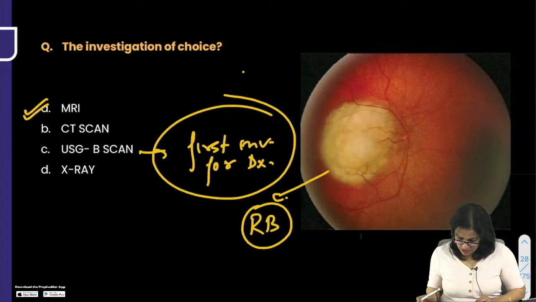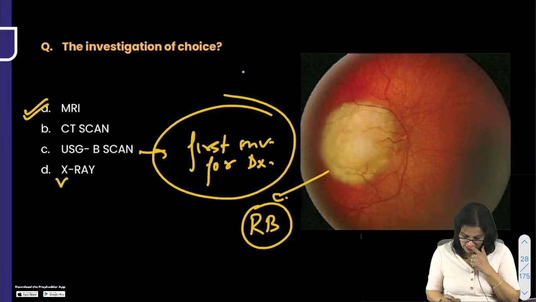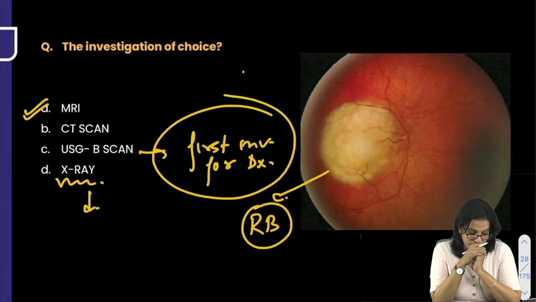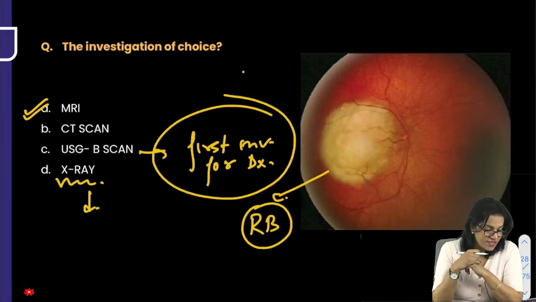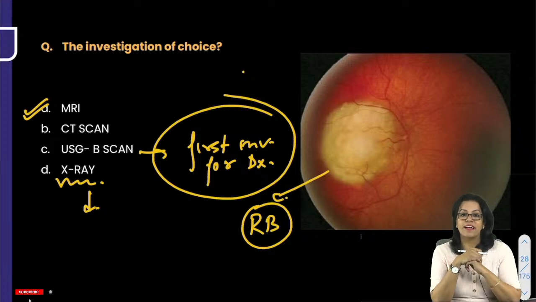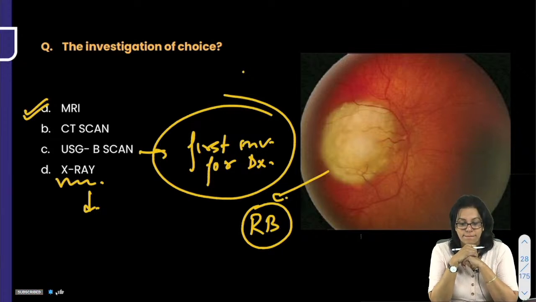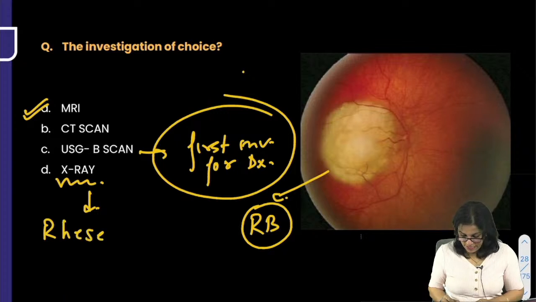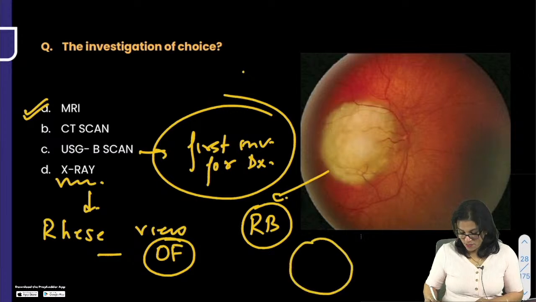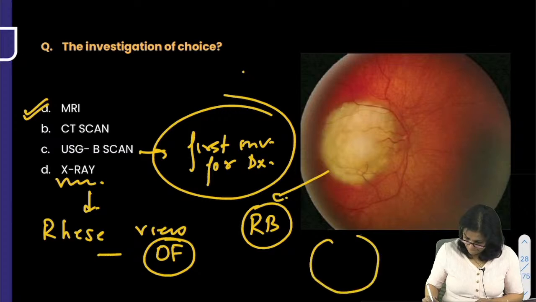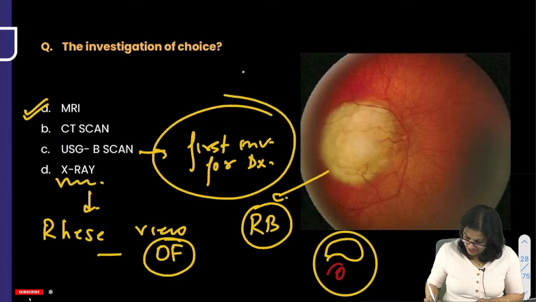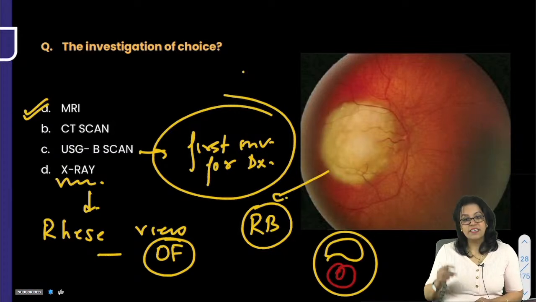Okay, answer me one more thing. X-ray, what type of view will you do for retinoblastoma, and what are you looking at? So we do the Rees view, and the Rees view is mainly showing you the optic foramen. Okay? What did we study about the optic foramen? What are the structures passing through the optic foramen? The structures passing through the optic foramen are the optic nerve and the ophthalmic artery, isn't it? So what do you see in a patient of retinoblastoma?